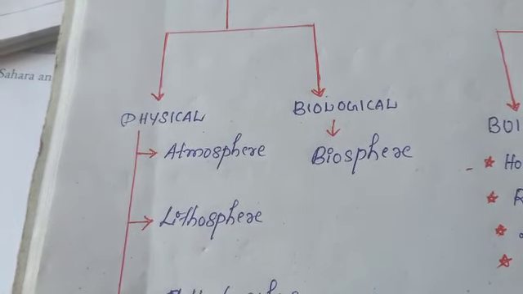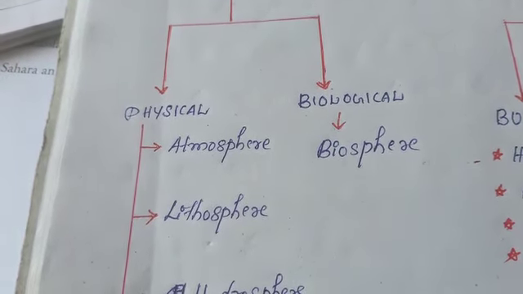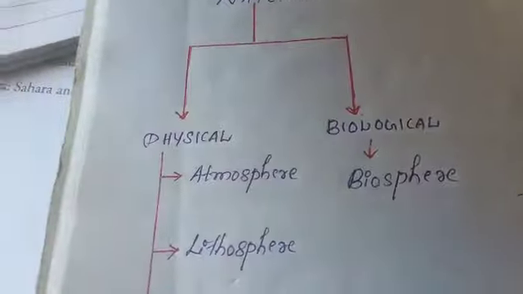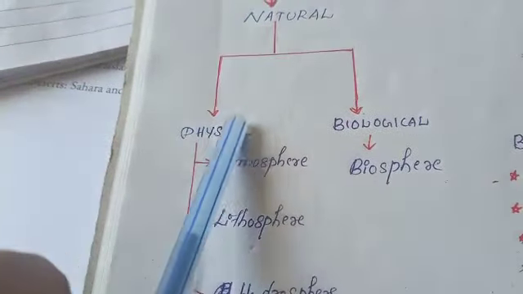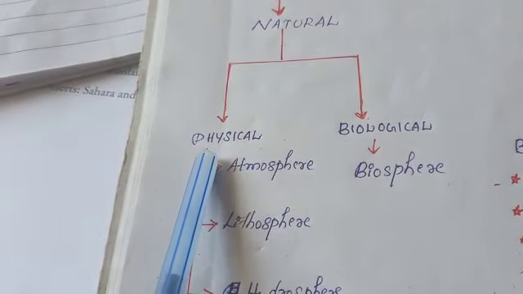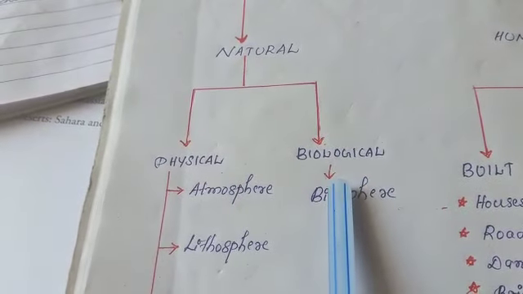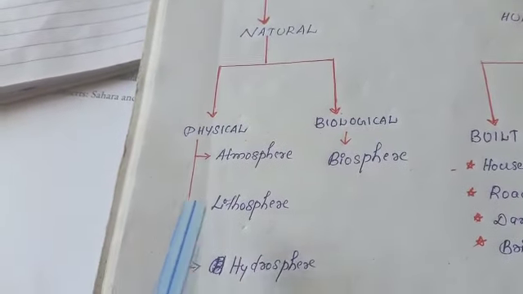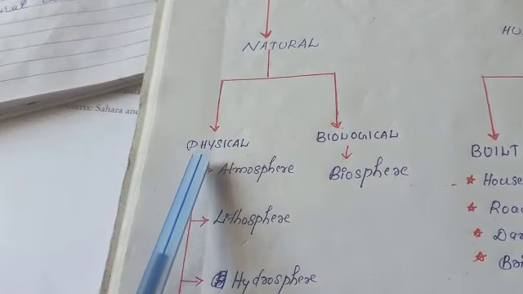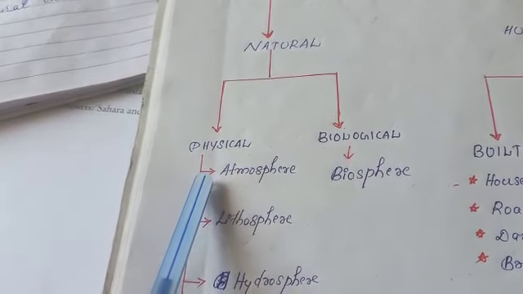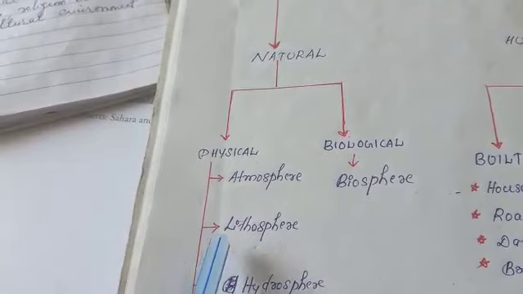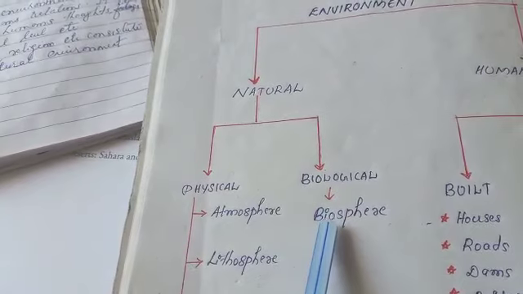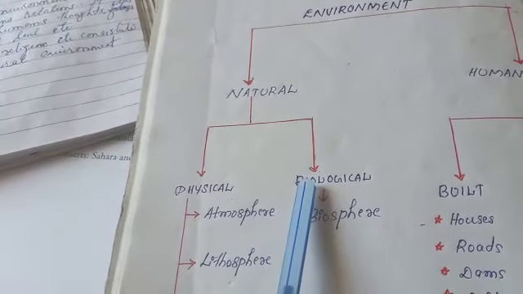In this, the non-living components form physical environment and living components form biological environment. The major components of physical environment are atmosphere, lithosphere, and hydrosphere. Biosphere constitutes biological environment.